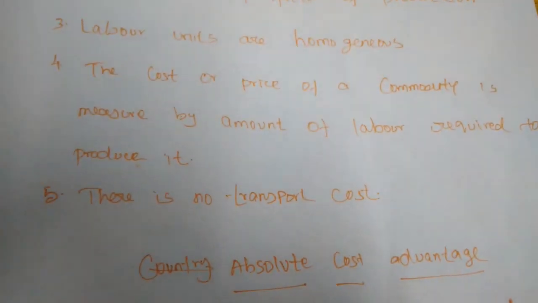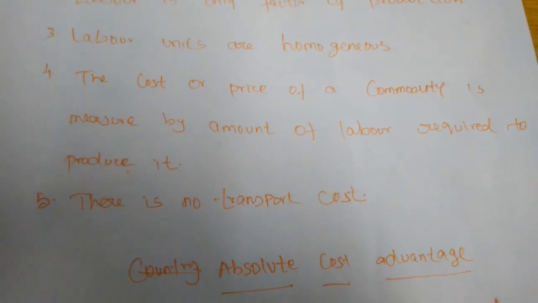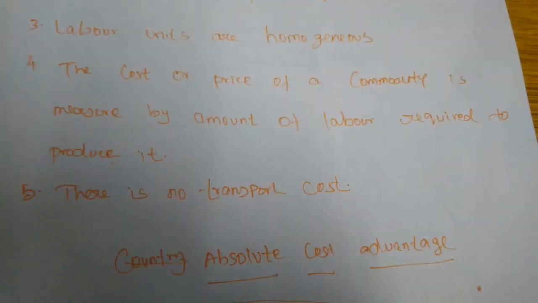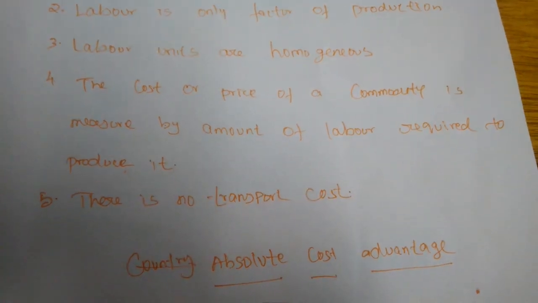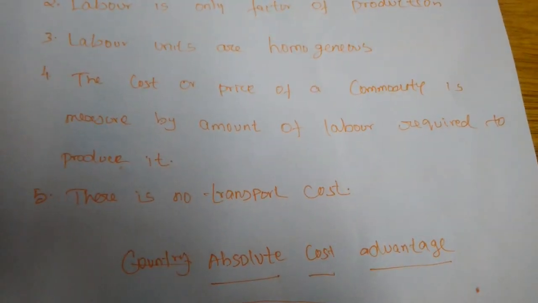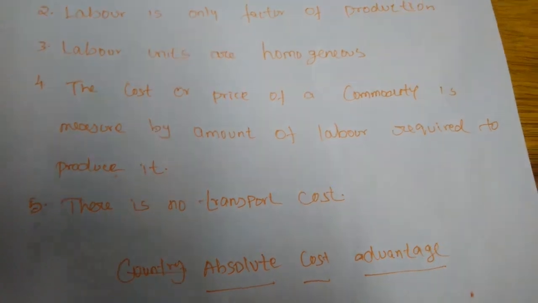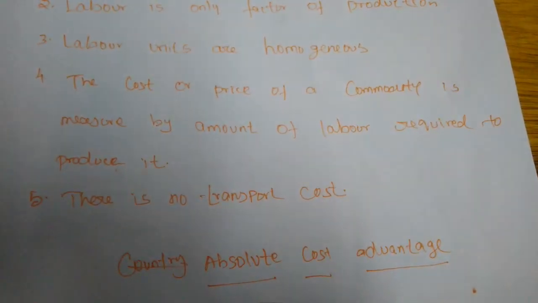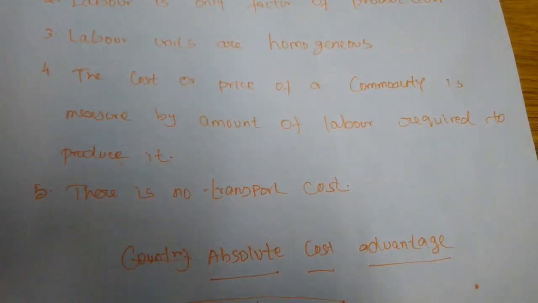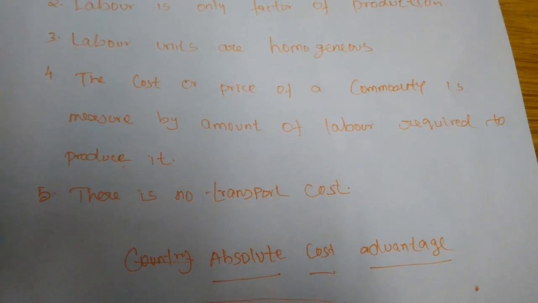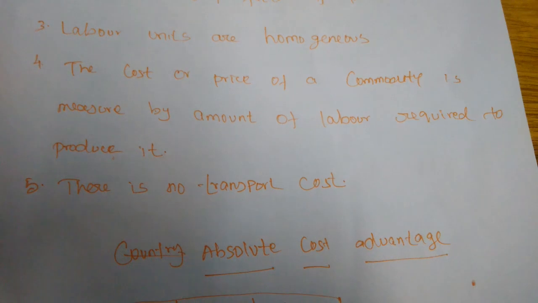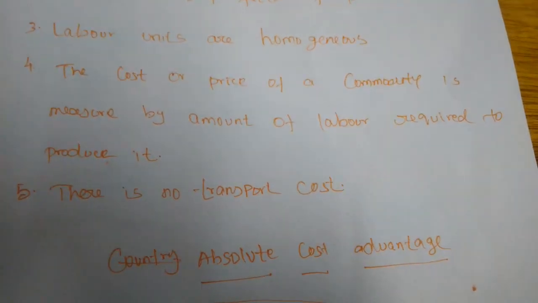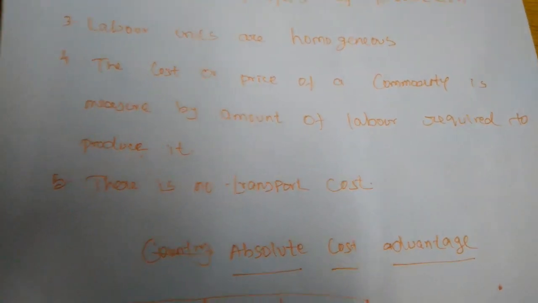Next, the fourth assumption, which is the important assumption: the cost or price of a commodity is measured by the amount of labor required to produce it. How much labor is involved in producing a commodity is the price of that commodity. This is the main assumption.